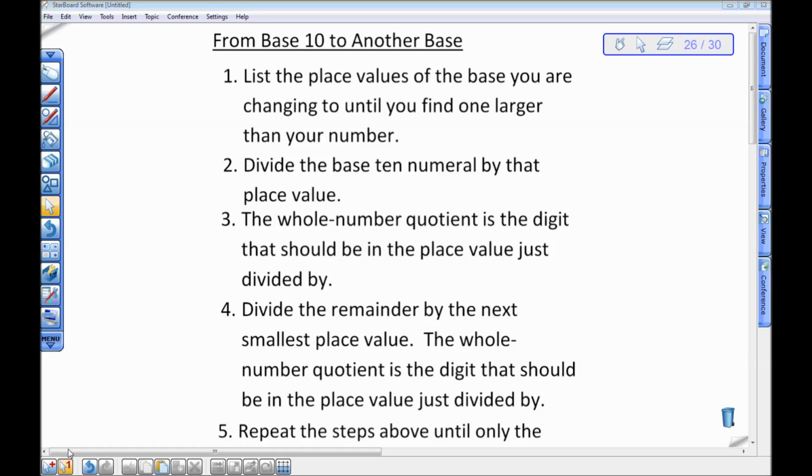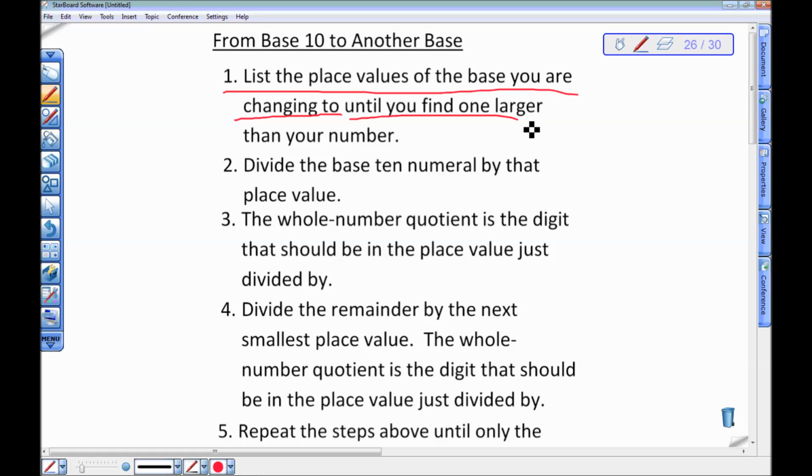To change a number from base 10 into another base, one of the ways I can do it is by following the steps I have here. First, list the place values of the base you are changing to until you find one larger than your number. So I just list them out until I find the one that is bigger than the number I'm starting with. Next, divide the base 10 numeral by that place value.